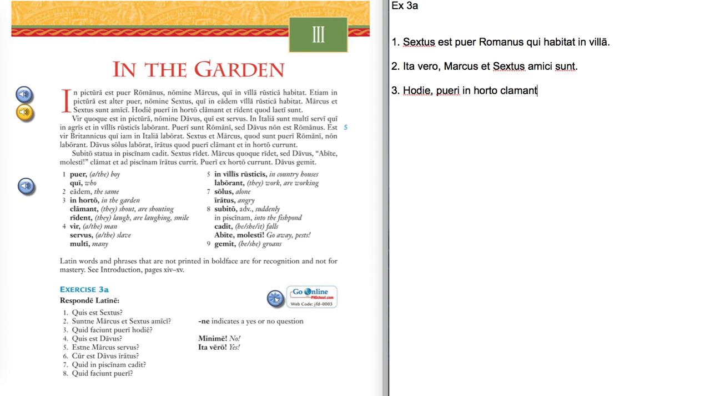Notice again that -nt, because the boys is plural. So they're shouting in the garden et rident. So this literally means today the boys are shouting and laughing in the garden, and that would be a fine answer for that number 3 there. You don't even need this quod laeti sunt. You can add it on if you want to, but this would be sort of like maybe a bare minimum for number 3. Okay, that's as far as I'll go with 3A.